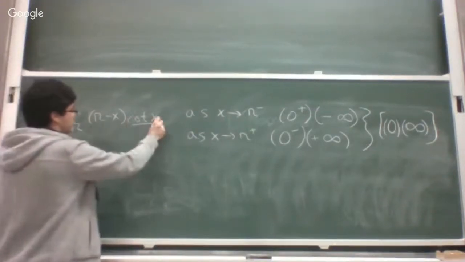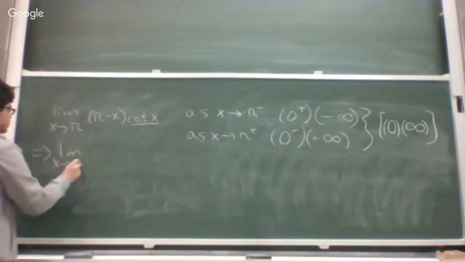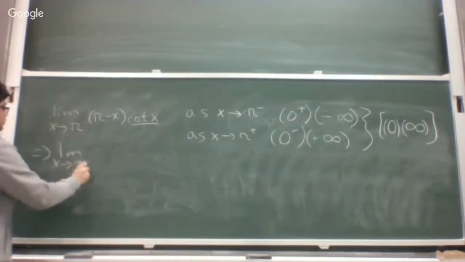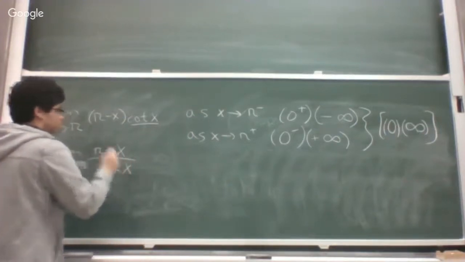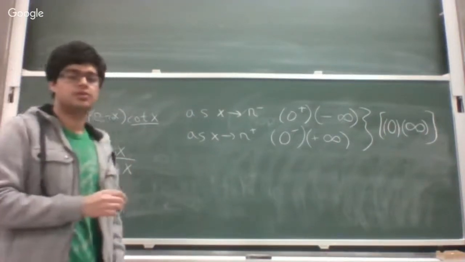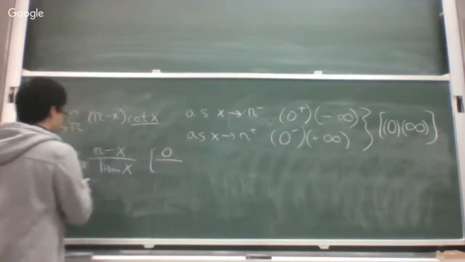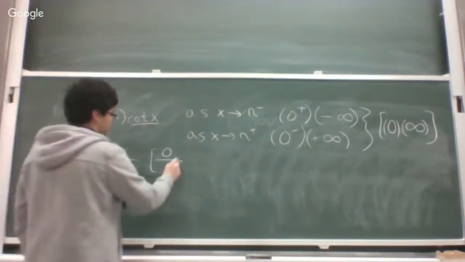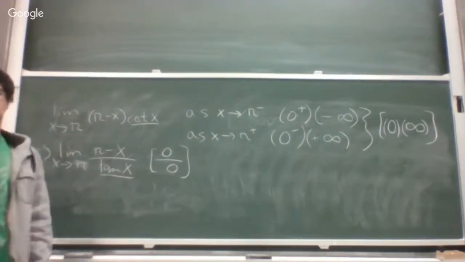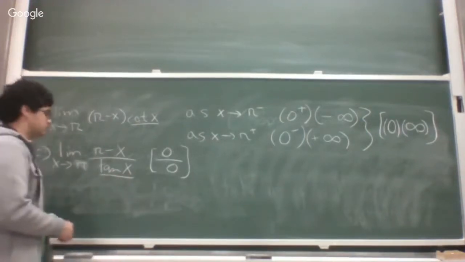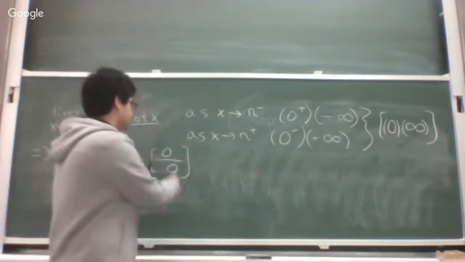So we have cotangent of x here. We can rewrite this as the limit as x approaches pi of pi minus x divided by tangent of x. Okay? Now when we put pi in here, we have 0 on top, and tangent of pi is also 0. Do you guys all see why tangent of pi is equal to 0? Because sine of pi is 0. So then we have 0 over 0.